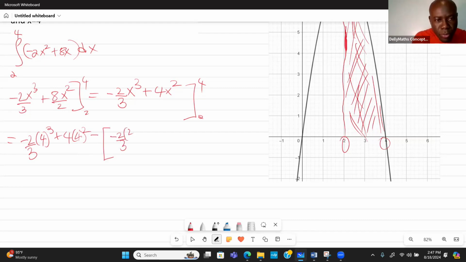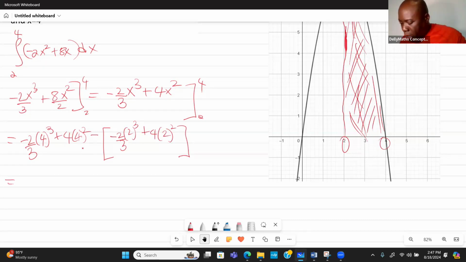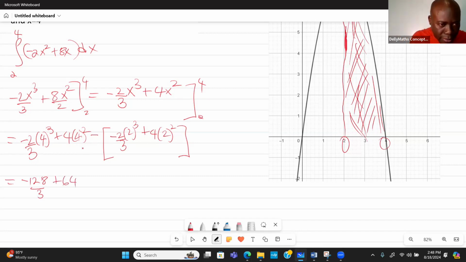X, which is 2, to the third plus 4x, which is 2 squared, and we're done. So let us try to simplify this right now. 4 raised to the third power, that's going to give us 64 times -2. It's negative, all right, so we have -128 over 3 here. So let us look: 16 times 4, so we want to square that. So 16 times 4, that's going to give us positive 64 right here.